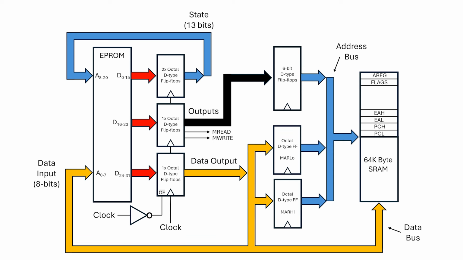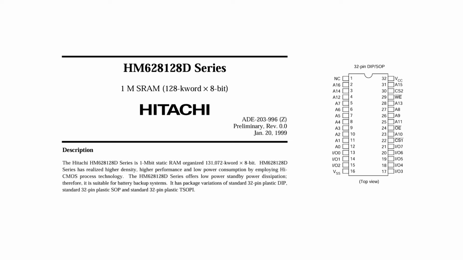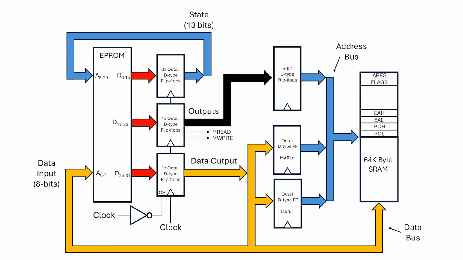My device of preference is the 628/128, 128 kilobyte static RAM. 64K is for main memory, and 64 bytes of the remaining 64K is for the emulation variables.